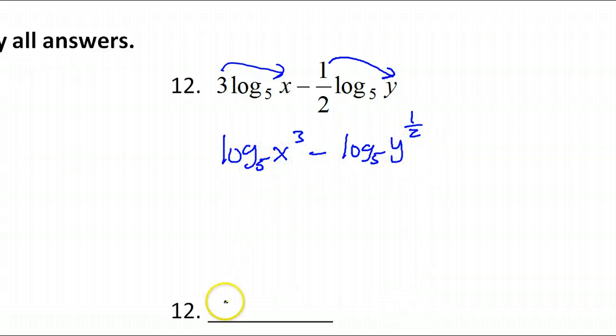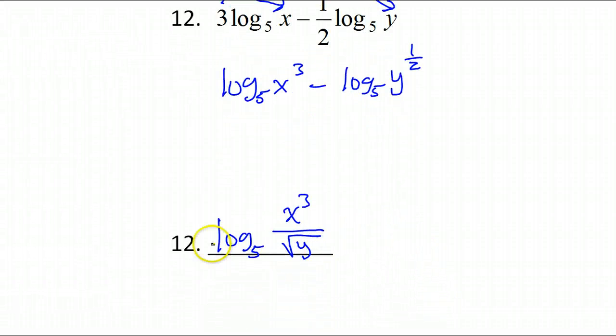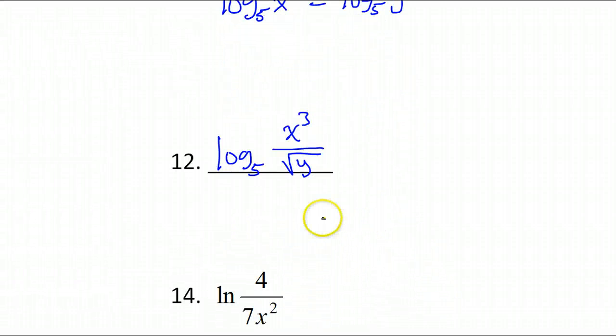Now, any positive term will contribute to the numerator. So this is positive, so I'm going to have x to the third power up there. This term is negative, so I'm going to have my square root of y down there. That's it for number 12.